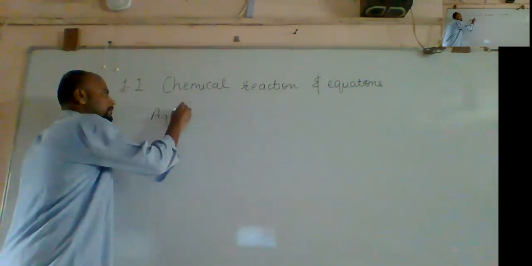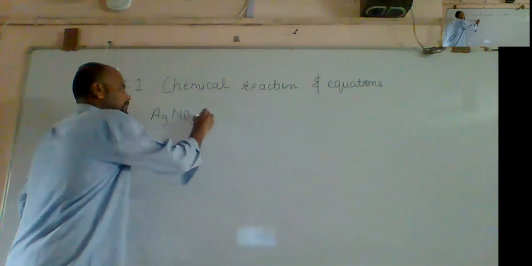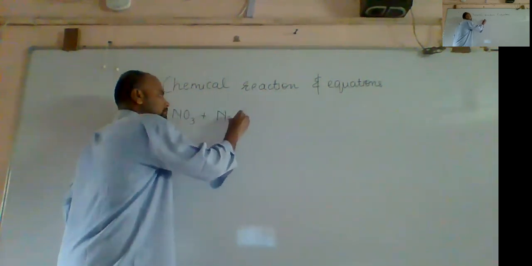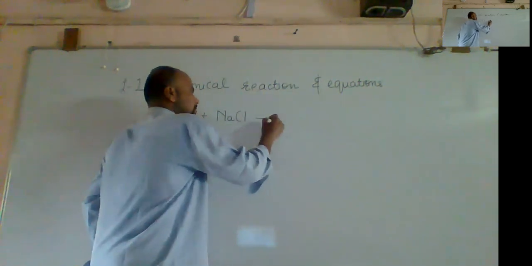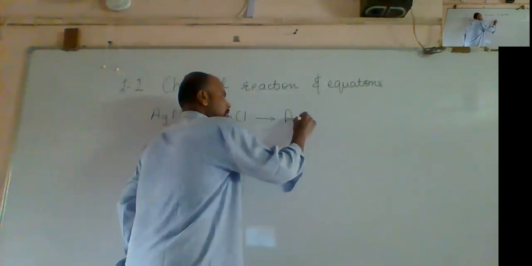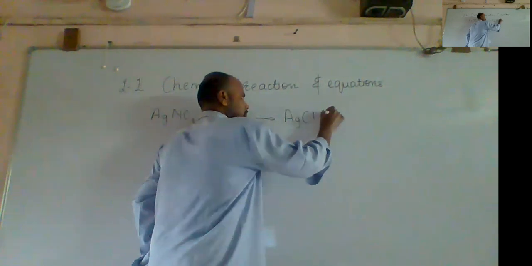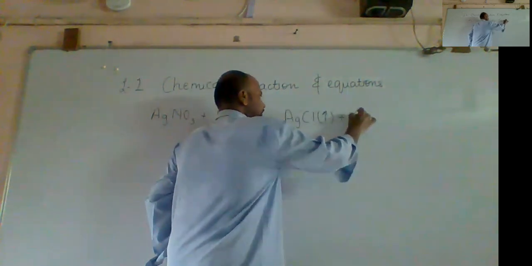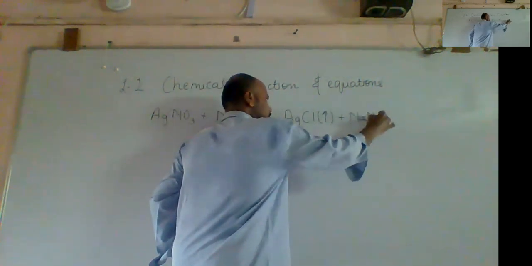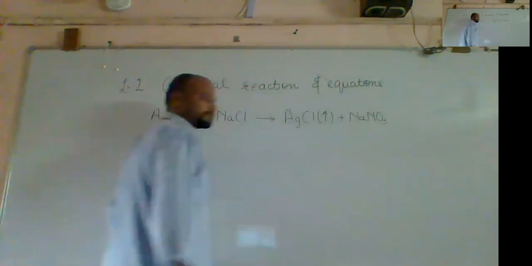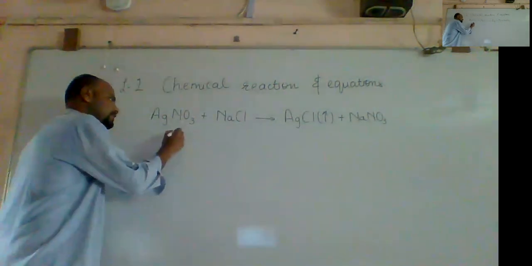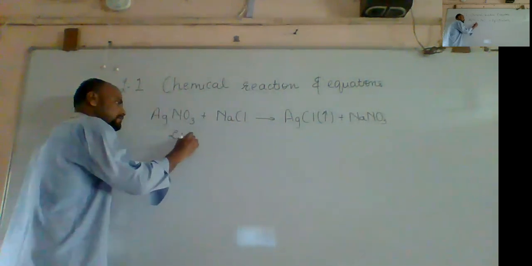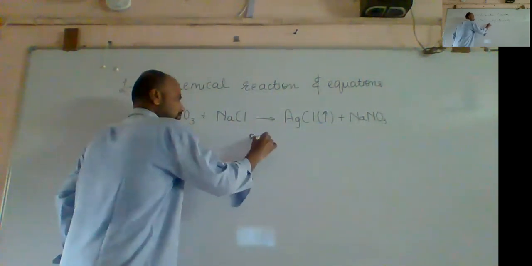Silver nitrate, when it reacts with sodium chloride, gives us silver chloride plus sodium nitrate. As earlier we had done, we will write down the LHS and RHS.